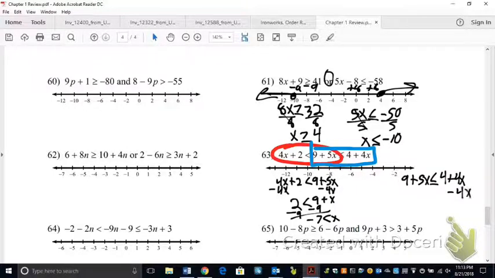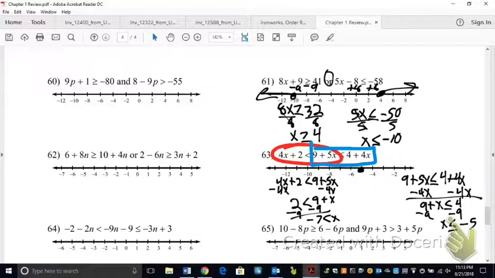Other one, we're going to subtract 4x from both sides, and we get 9 plus x is less than or equal to 4. I'm going to subtract 9 from both sides, and I get x is less than or equal to negative 5. So I look at these and ask, are they both true? Can x be greater than negative 7 and less than or equal to negative 5? Sure. Negative 6 would be an example.